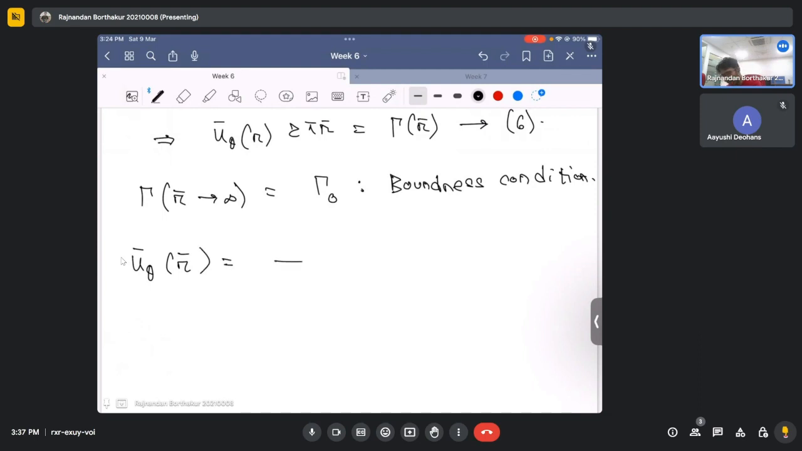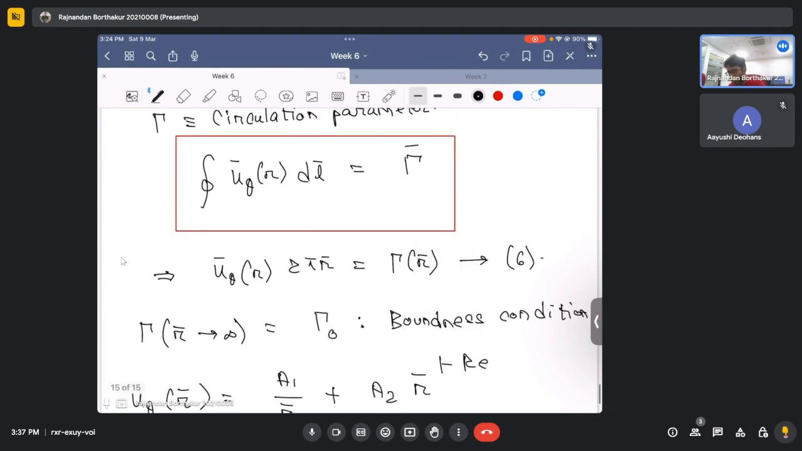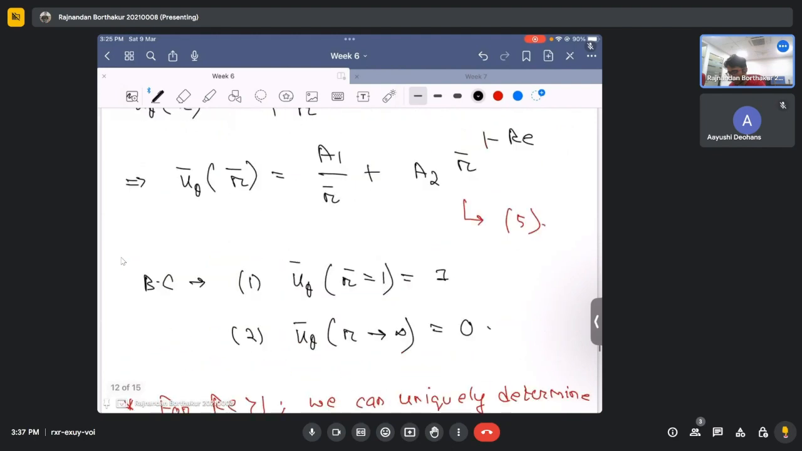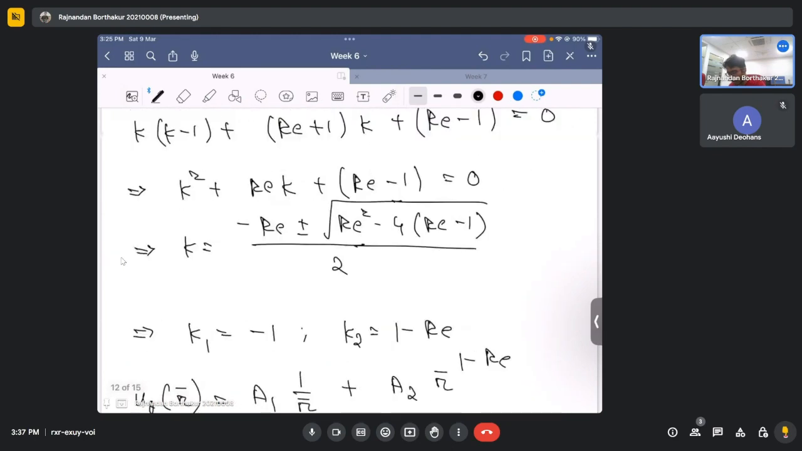It was something like this: a1 upon r bar plus a2 into r bar to the power 1 minus Reynolds number. So from where did we get it? We got it by solving the theta momentum equation. I'll just show you as a recap.